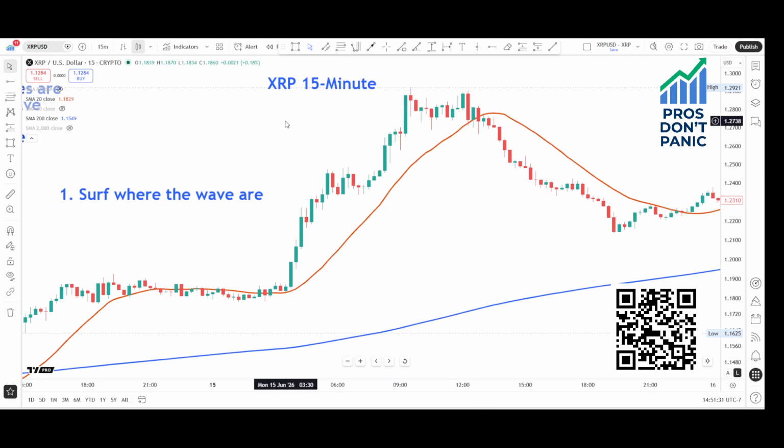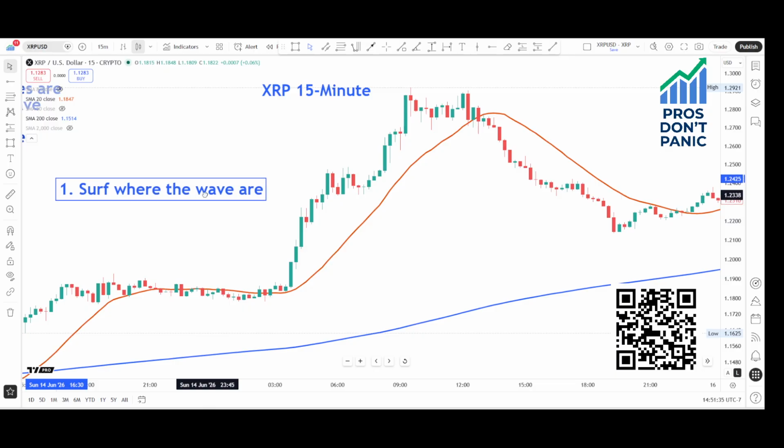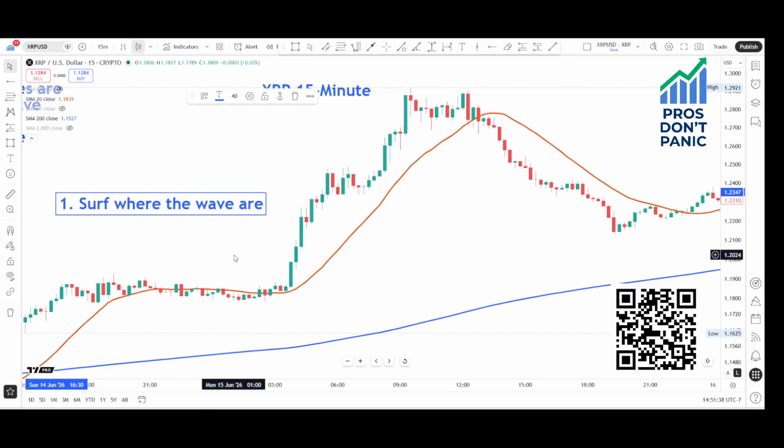All right, traders, we are still on XRP on the 15-minute chart. We're going to break this trade down with the trend surfing process. This is step one: surf where the waves are.